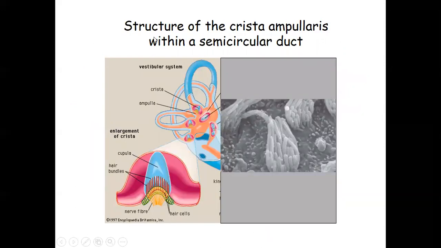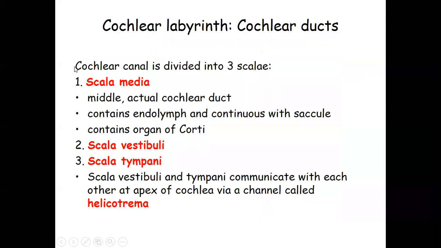So you can see here, this is the structure of the crista ampullaris within the semicircular duct. This is the crista ampullaris. You can see here, this is the hair bundle, this is the hair cell, and then the nerve fiber. So you can see here the position of the crista ampullaris.